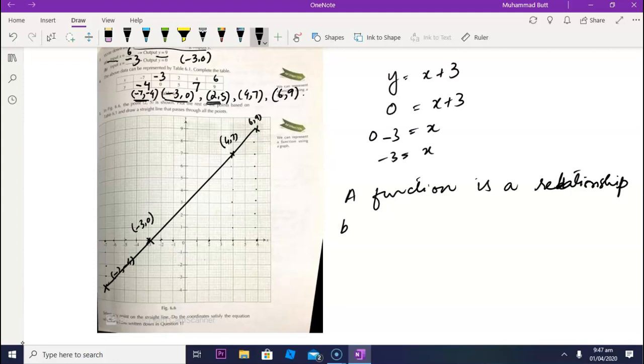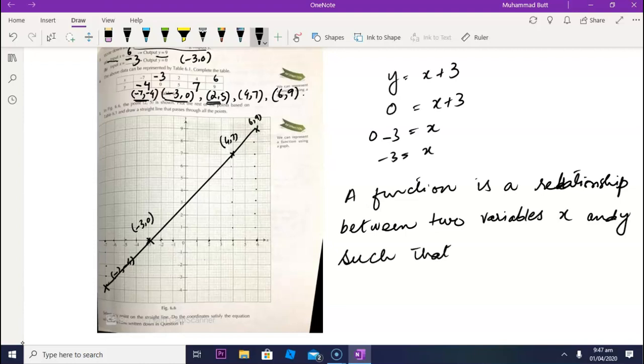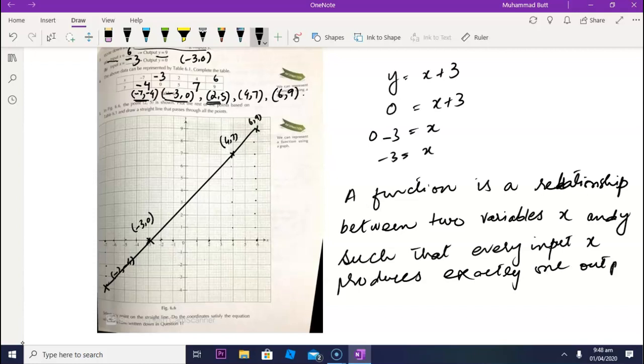between two variables x and y, input and output, such that every input x produces exactly one output y.